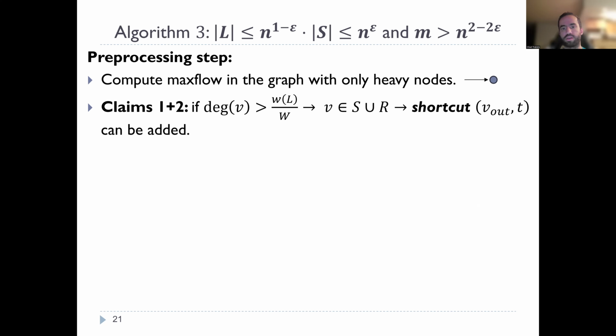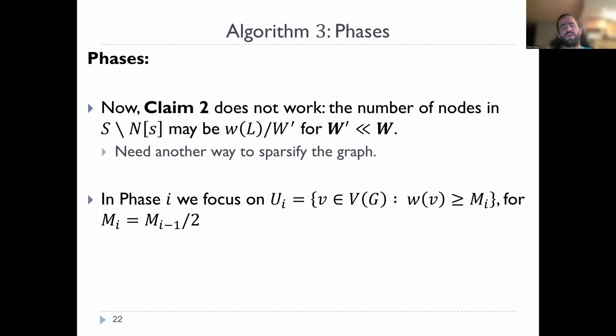So this is a very important concept of shortcutting. We add a lot of shortcuts in a way that will not increase the value of the global minimum cut if we're focused on the right terminal. Okay, now as far as the phases.